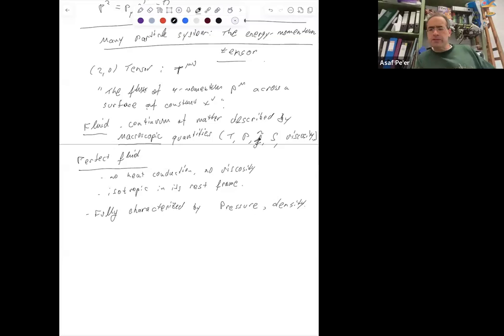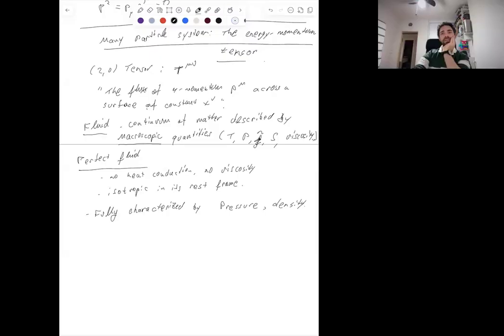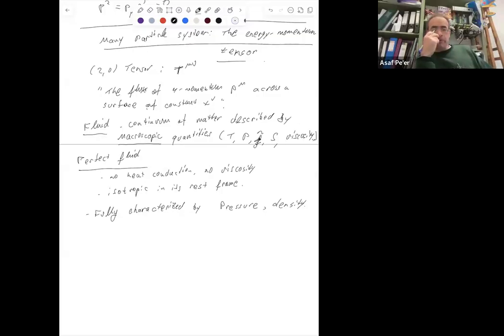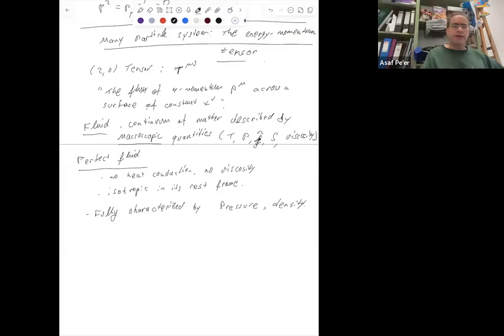Have you encountered fluids before? Well, this is the first time that you're seeing that. Is a fluid like an ensemble in statistical mechanics? In a way, but right now we're talking about physics, not about mathematics. So you know what, let's start to discuss it and you'll see what I mean.